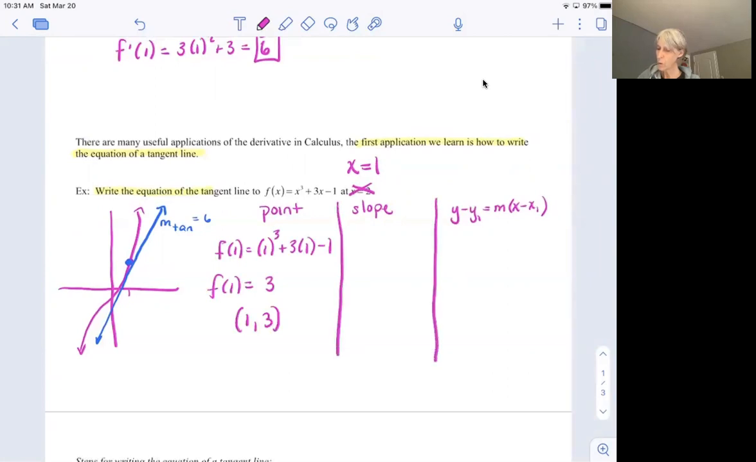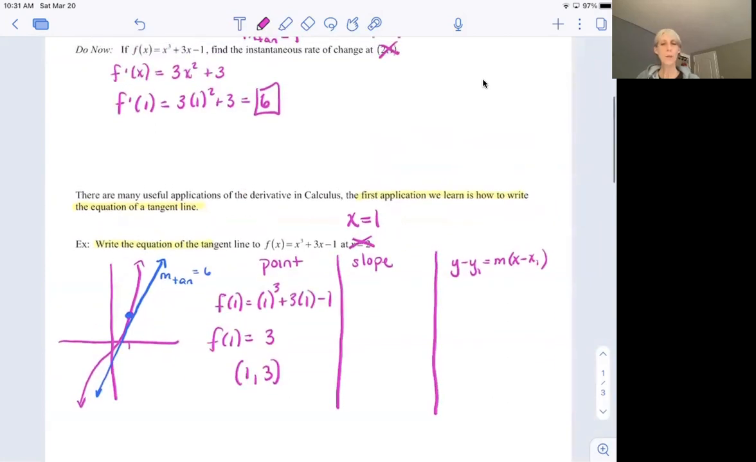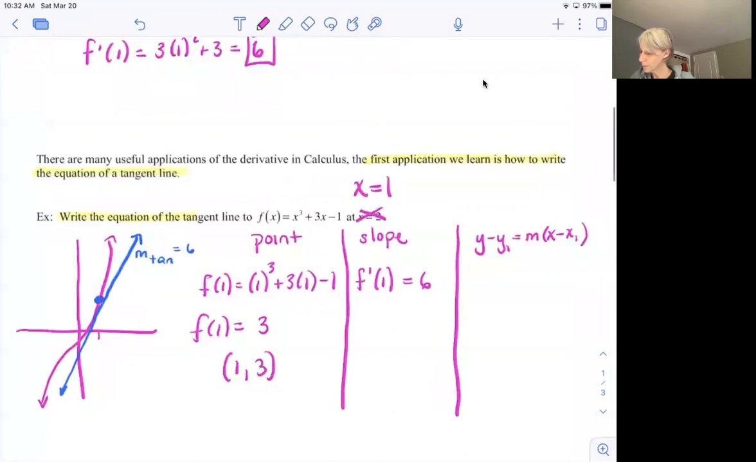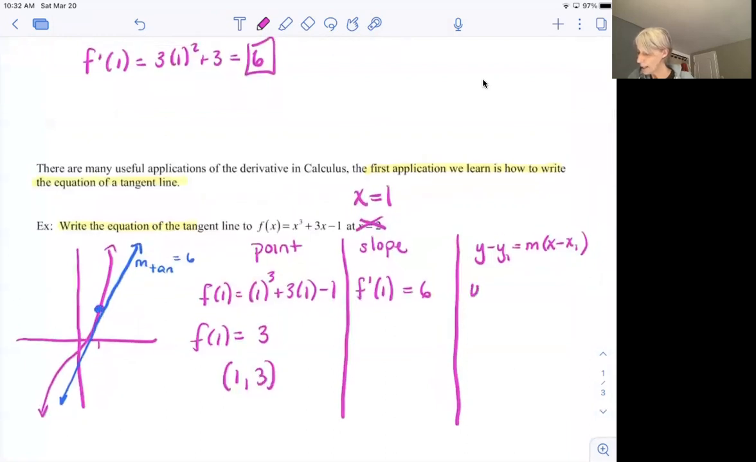The slope, well, we found that in the example above, right? We took our derivative function and we plugged in 1 and we got 6. Now, all we're going to do is put this together. y minus y1 equals my slope times x minus x1.